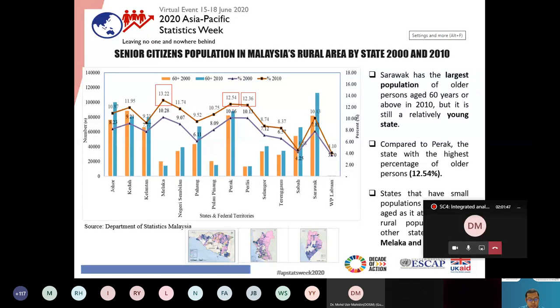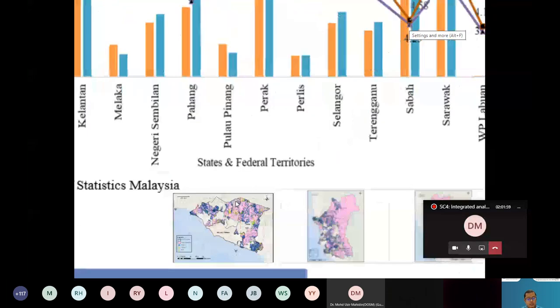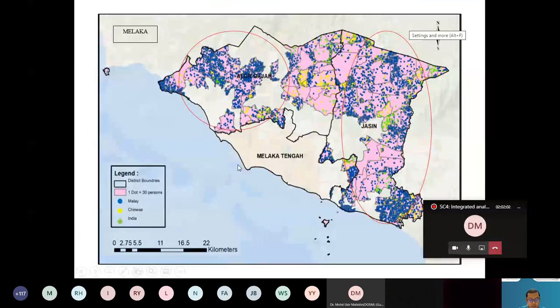The spatial distribution for the ethnic groups in these three states is shown in the map. The majority of the ethnic groups in these three states were Malay and Bumiputra, followed by Chinese and Indian. Here is the map for Melaka. Blue dot means Malay, yellow is for Chinese, and green for Indian. And we can see that senior citizens in Melaka were concentrated in two districts, namely Alor Gajah and Jasin.